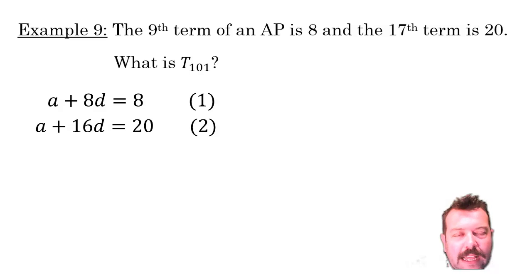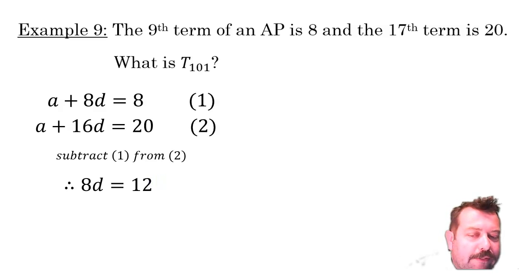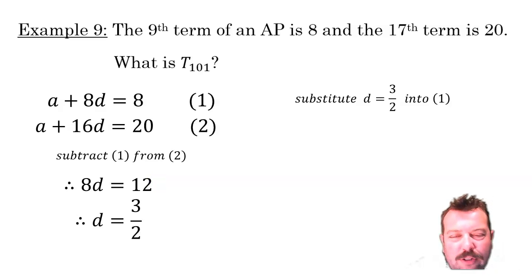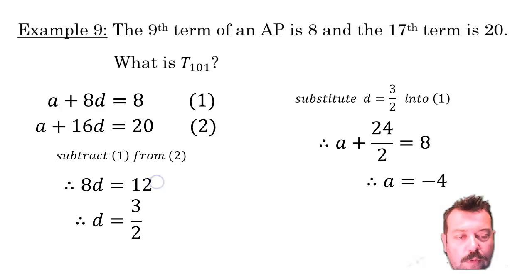That's my second equation. Now solve these as you will, but I'm choosing to subtract equation 1 from equation 2. That tells me that 8D is equal to 12, which means that D equals 3 over 2 or 1.5. If I substitute that back into either of the equations, let's say the first, then A plus 24 over 2, A plus 12 equals 8, which means that A equals -4. So now I have D, my common difference is 1.5 or 3 over 2. My first term is -4, so I start at -4 and go up by 3 over 2, or 1.5, each time.